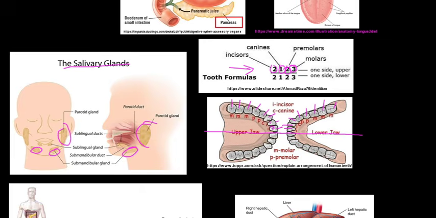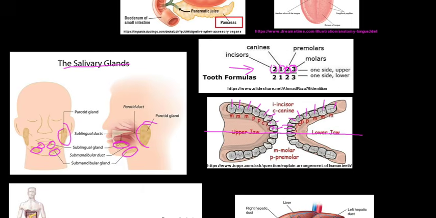And then the last gland is the sublingual gland, which sits right below the tongue. So lingual means to speak or talk, so that has to do with the tongue, and that is why it's known as the sublingual gland.